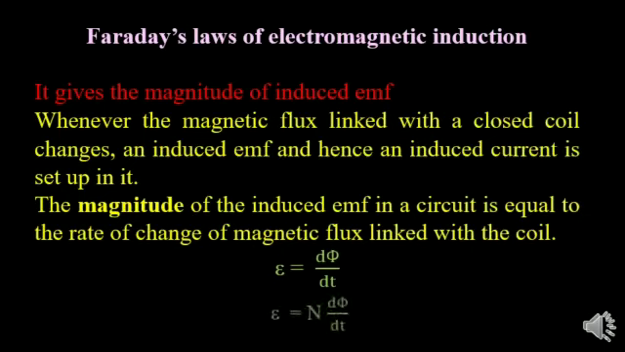When n number of turns are closely wound to form a coil, the EMF induced in each turn is the same, and the total EMF induced in the coil is epsilon equals n d phi by dt. Here, the total induced EMF can be increased by increasing the total number of turns of the coil.